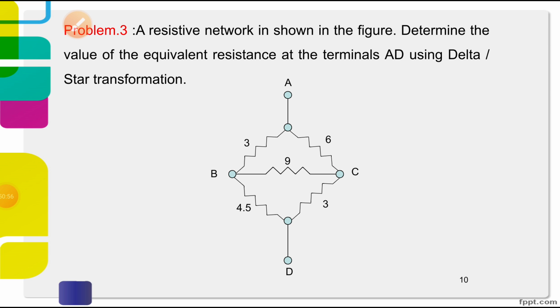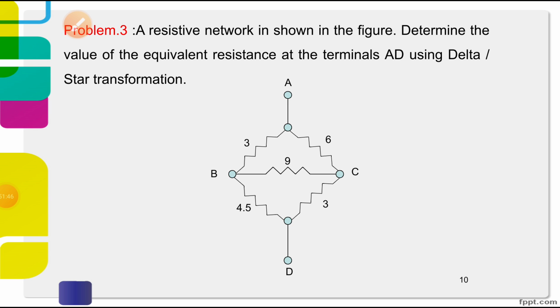Here is one problem, somewhat complex. A resistive network is shown in the figure. Determine the value of equivalent resistance at the terminals A, D using delta star transformation. You can use star or delta, delta or star, as per your convenience. Each person has a different view and way. Your aim is to simplify the circuit, or to find one required characteristic in a particular element. So you can do it as simply as possible. There is no fixed method. You can decide whether to go delta to star or star to delta.